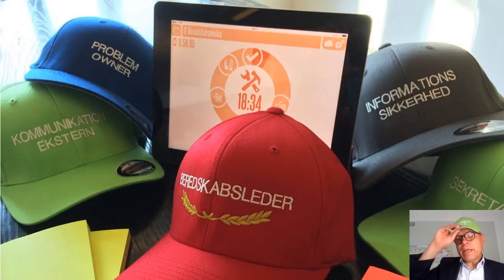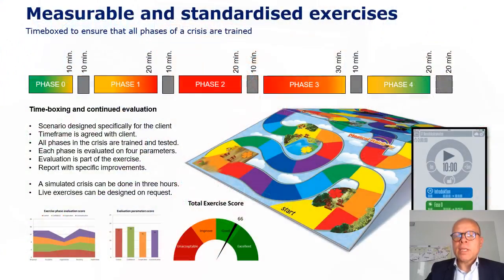We're also using a stopwatch to time box the exercise as we move forward. All the exercises are usually time boxed to 3 hours. And the reason for that is we want to make them as short as possible so you are able to train more. The more you train, the better you get.